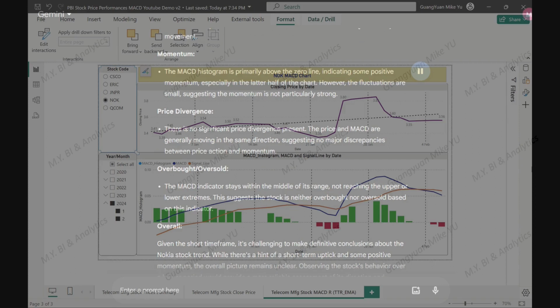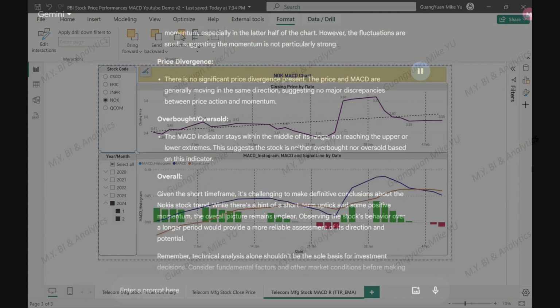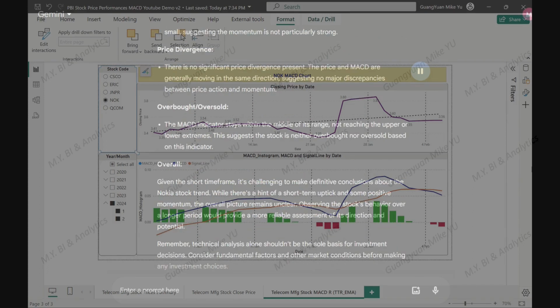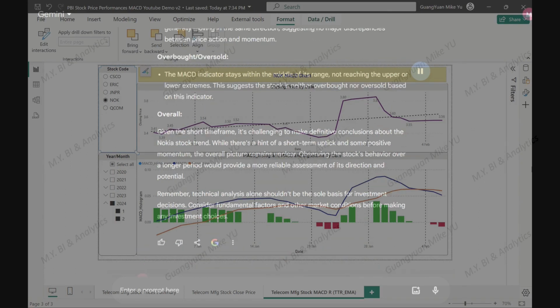Momentum. The MACD histogram is primarily above the zero line, indicating some positive momentum, especially in the latter half of the chart. However, the fluctuations are small, suggesting the momentum is not particularly strong. Price divergence. There is no significant price divergence present. The price and MACD are generally moving in the same direction, suggesting no major discrepancies between price action and momentum. Overbought, oversold. The MACD indicator stays within the middle of its range, not reaching the upper or lower extremes. This suggests the stock is neither overbought nor oversold based on this indicator.